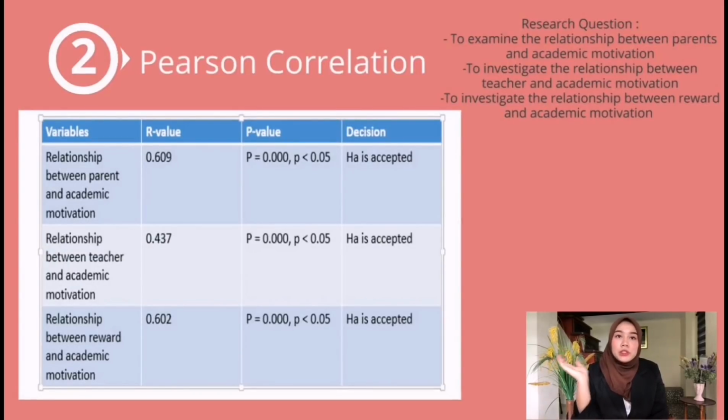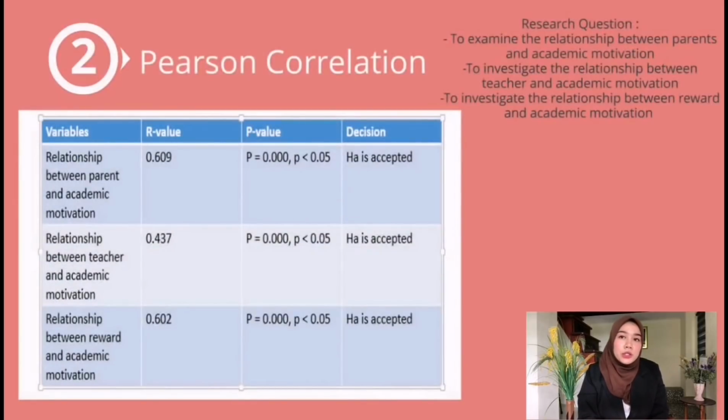From the table above, the correlation value is 0.437, while p equals 0.000, which is less than 0.05, so the hypothesis is accepted. And third, the relationship between the reward and academic motivation. The table shows the correlation value is 0.602, with p equal to 0.000, which is p less than 0.05, so the hypothesis is accepted.